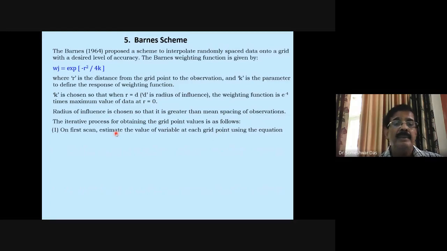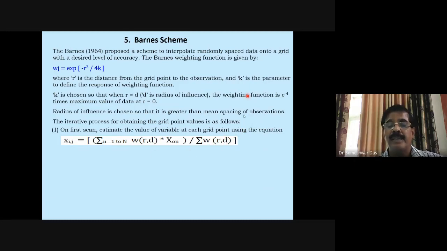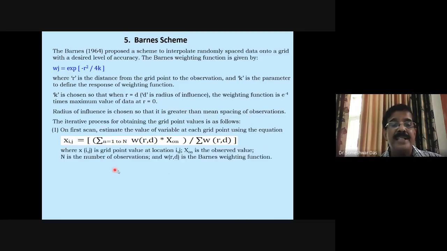Step number 1. On the first scan, estimate the value of the variable at each grid point using the equation xij is equal to the sum of all the observations, w(r,d) times xo, divided by the sum of all the weighting functions. So that means you are giving weightage to all the observation points and doing the objective analysis, where xij is the grid point value at location ij and xo is the observed value. n is the number of observations, and w(r,d) is the Barnes weighting function.